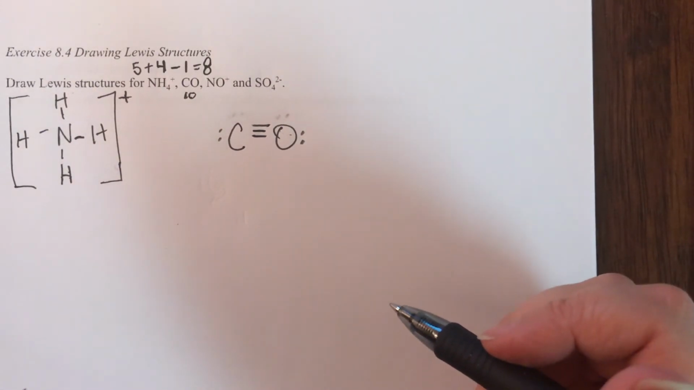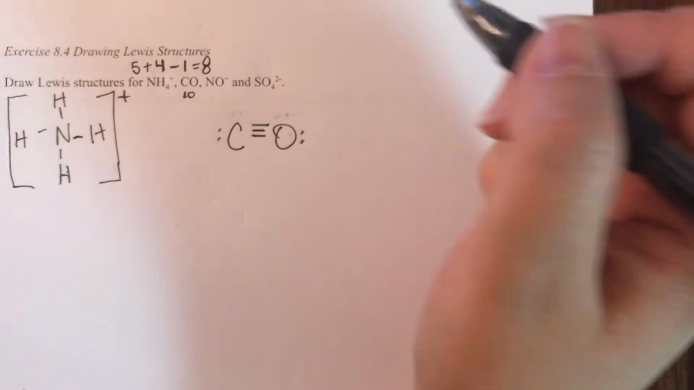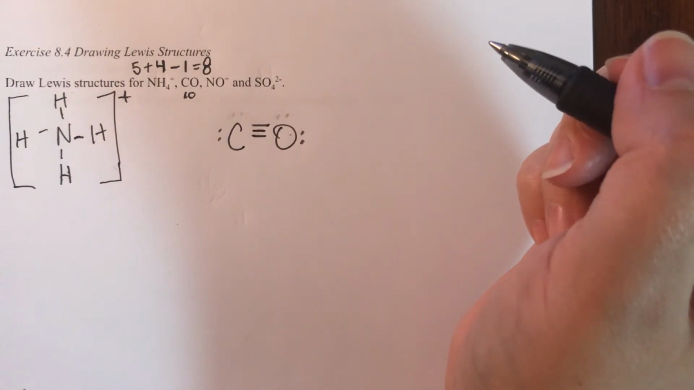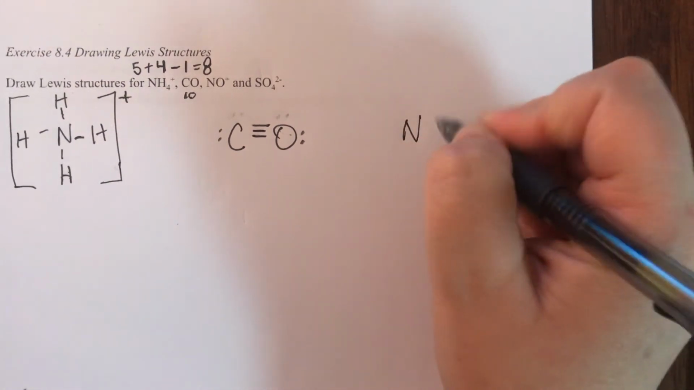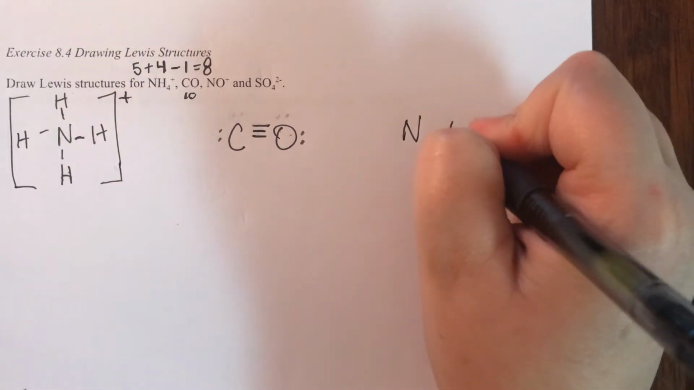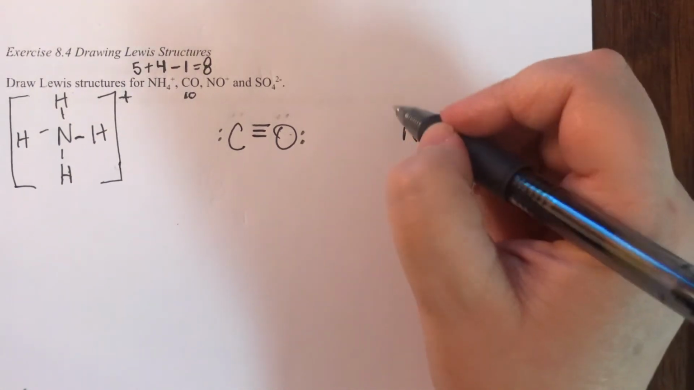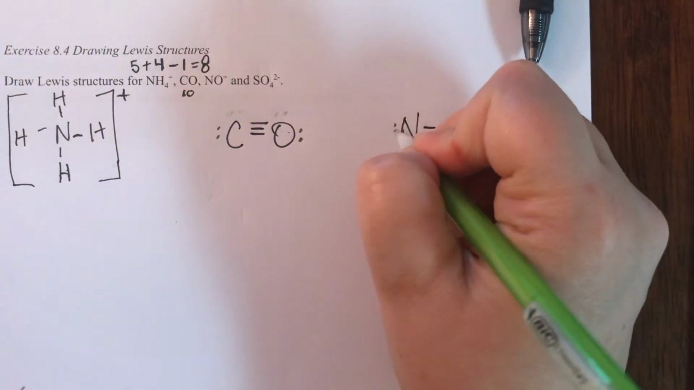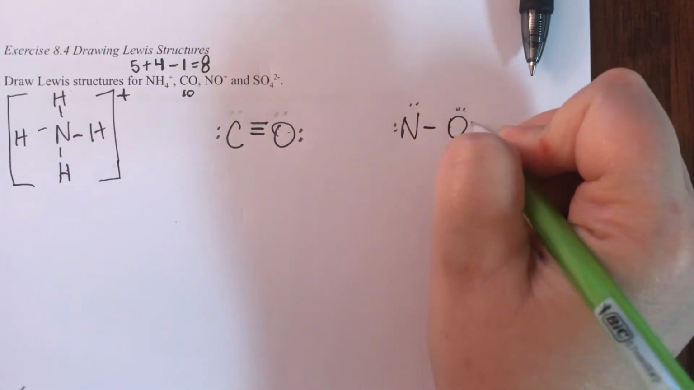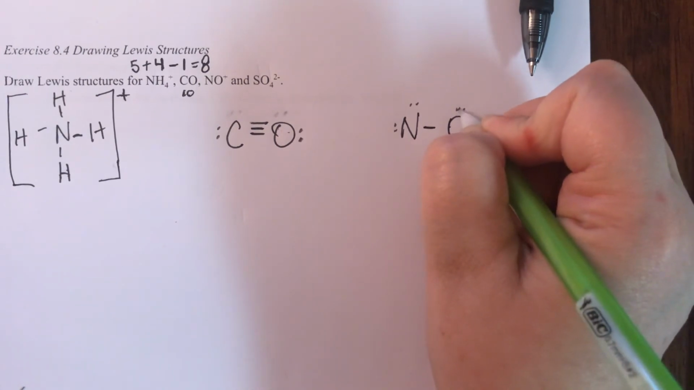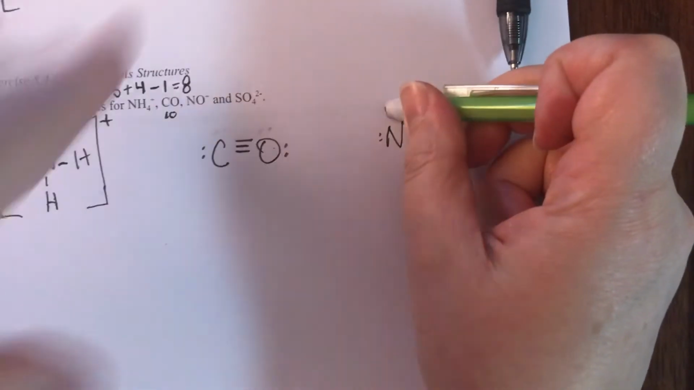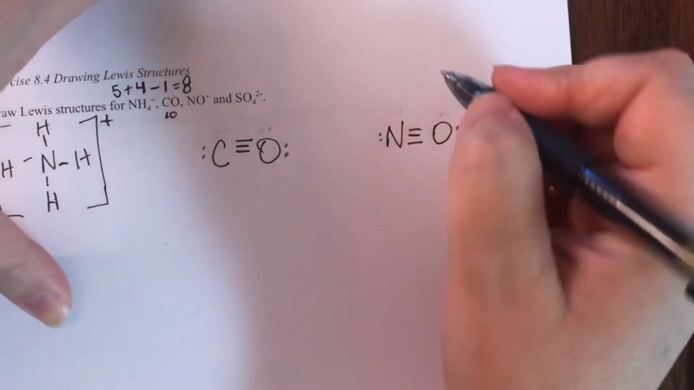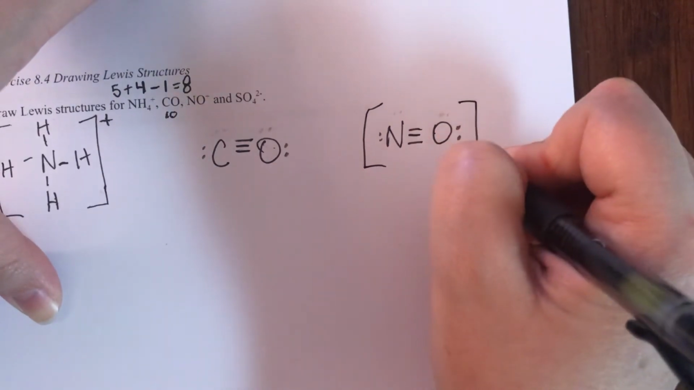Okay, let's do NO+. So N's got 5, O's got 6, that's 11, but it's plus. So we take 1 away. So it's got 10, just like the carbon monoxide over here. So we got 10. Let's see if we do that pattern again. What happens? Okay, so we go 2, 4, 6, 8, 10. Oh, seems like we've run into the same problem we did last time. So let's go ahead and move a pair in, and you get a triple. But put your pants on.